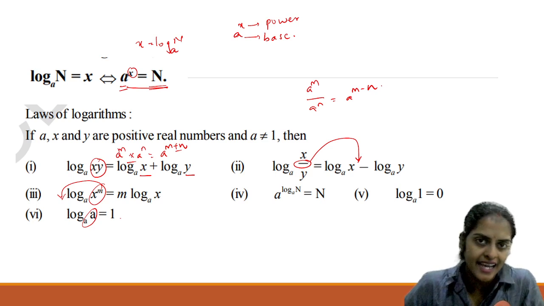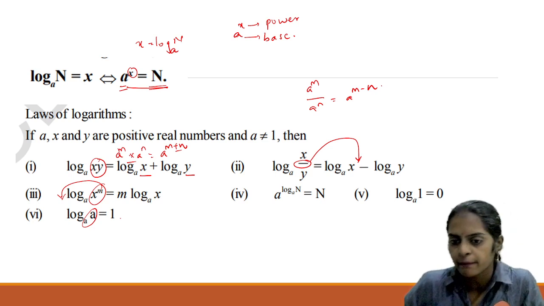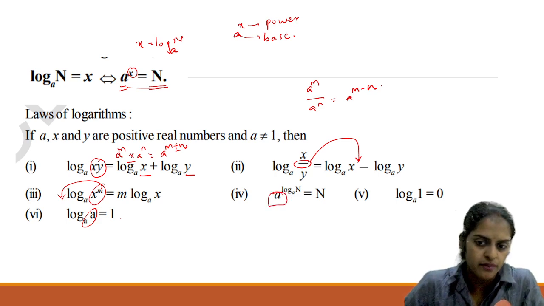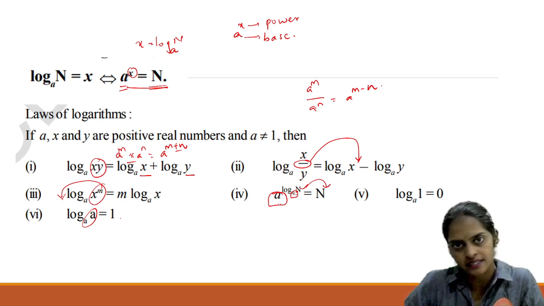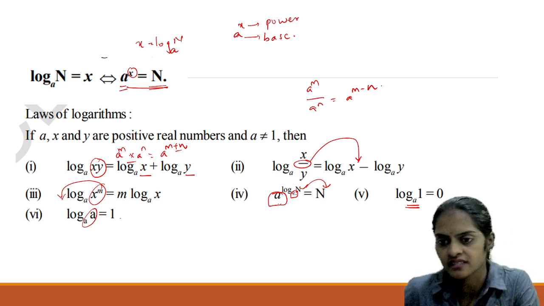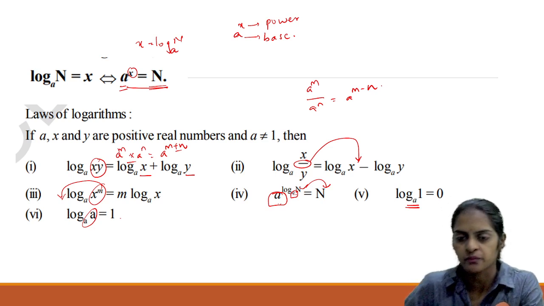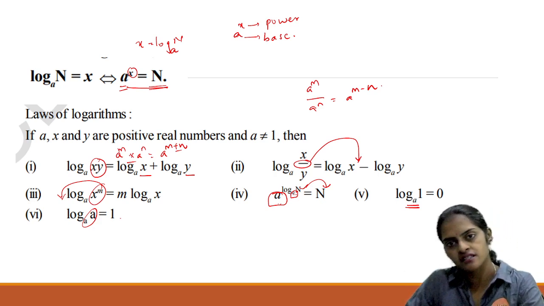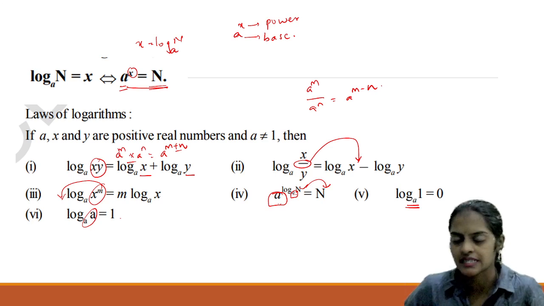Then a power log n to the base a. Here I told you this is the base of the exponent and this is the base of the logarithm. When you have these two the same, directly this n will be the answer. And log 1 is always 0. No doubt in that. Log 1 is always 0. So I'll just wait for 30 seconds. Just try to remember all these formulas.